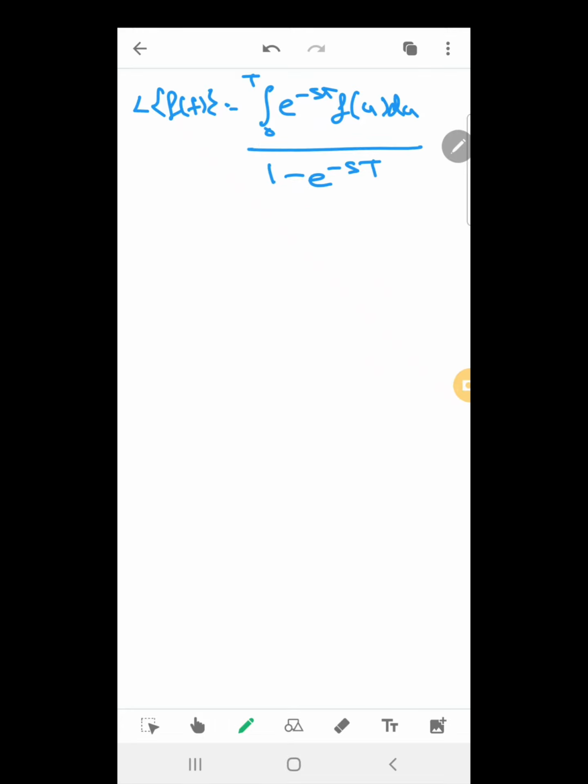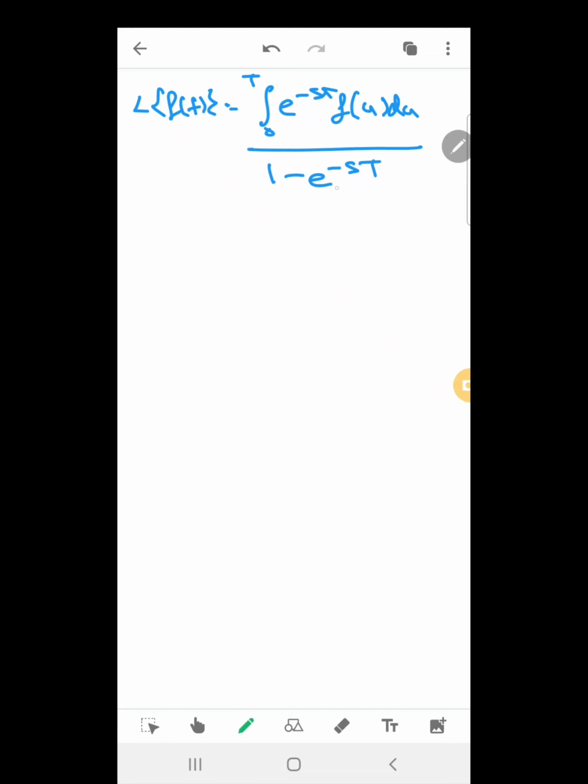Okay, so from here we get the Laplace transform of f(t) equals the integration from 0 to capital T of e to the power minus st f(u) du, and below we have 1 minus e to the power minus sT, the sum of a geometric progression.